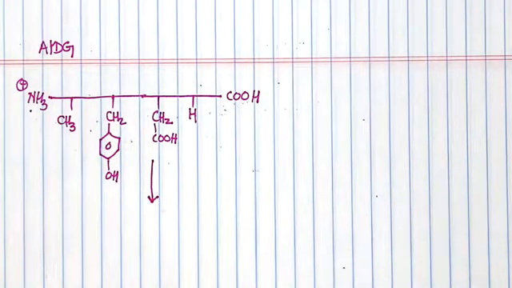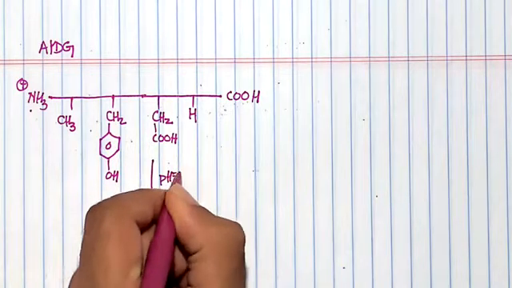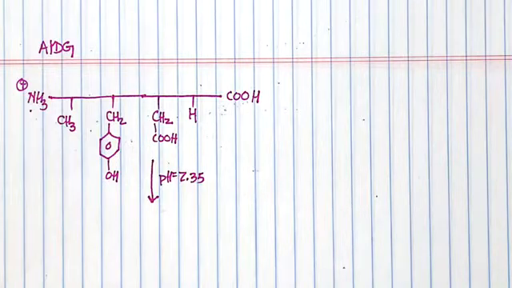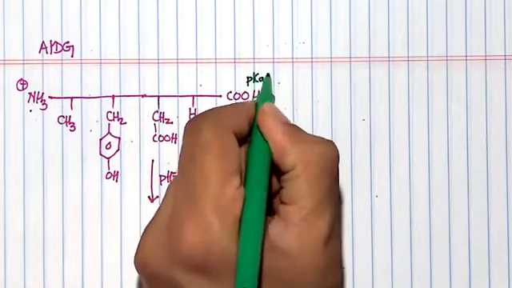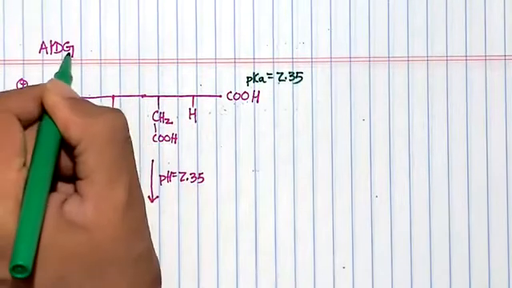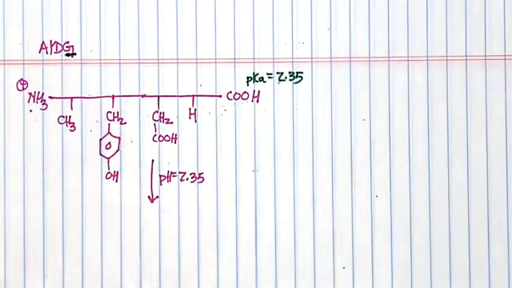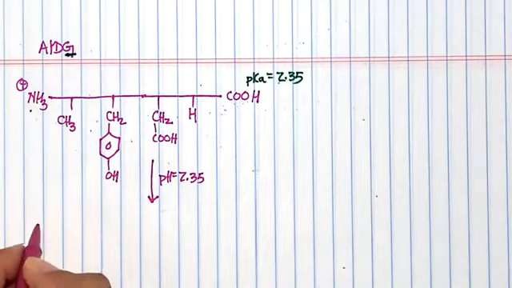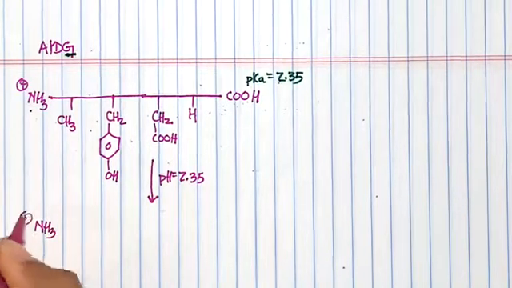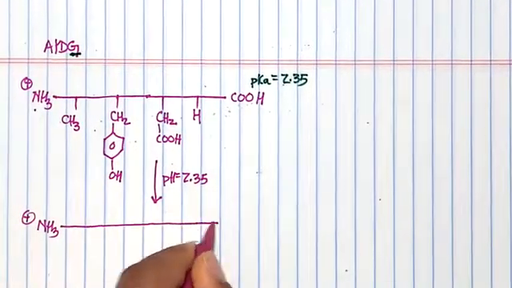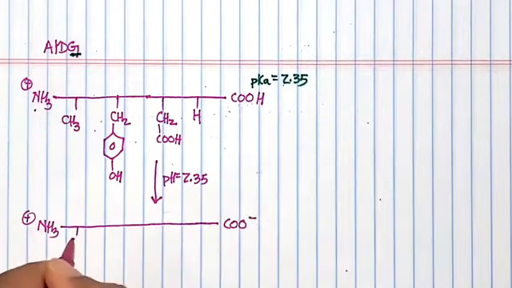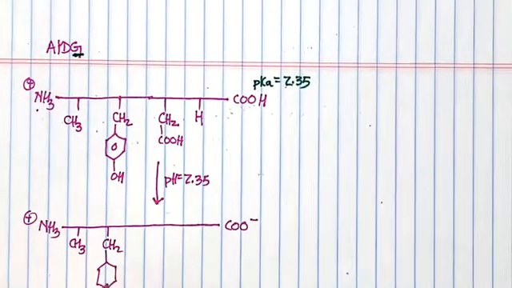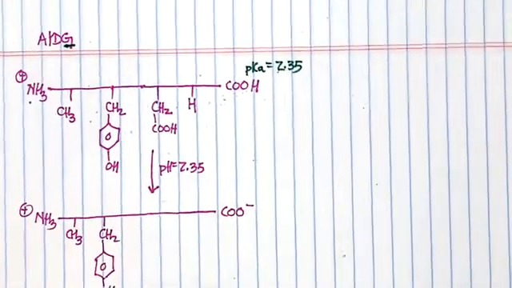I find that at a pH of 2.35, this proton comes off because this has a pKa of 2.35. The alpha carboxylic acid group of glycine has a pKa of 2.35, so at a pH of 2.35, this will start to come off, and I'll have this form of the structure. This side chain stays the same. This side chain still remains the same.